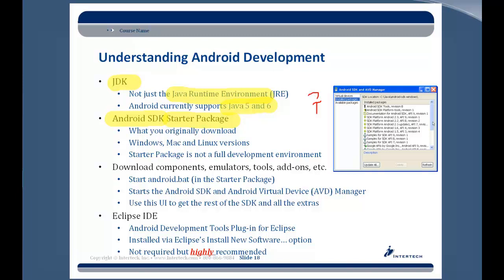So this Android starter package is nothing more than essentially an original download that allows you to go get the other components, emulators, tools, and such that you need. So it's a little bit goofy the way the Android SDK is obtained. You get the starter package through the starter package, which brings up a little UI like I've got pictured over here. You tell it what other parts of the SDK, the full SDK you want. And that's when it goes off and works to bring those SDK components into your development environment.